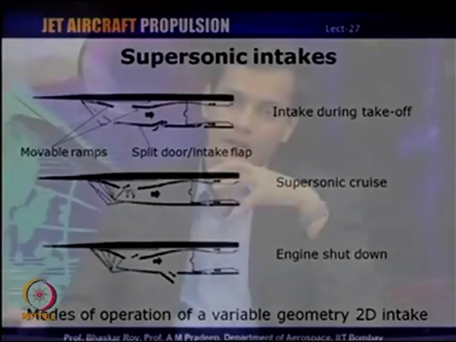So, this is the intake of a Concorde, which was operational till a few years ago, the only supersonic transport aircraft which was operational. And you can also see that it required the use of variable geometry intake, so that it could operate under different operating conditions from low subsonic to supersonic cruise and during landing.